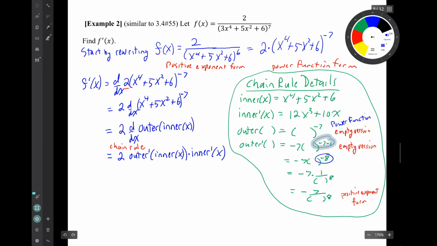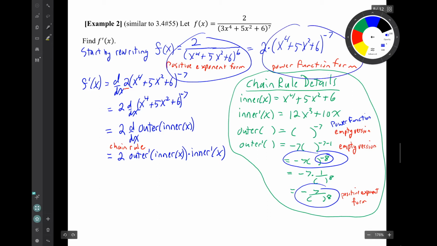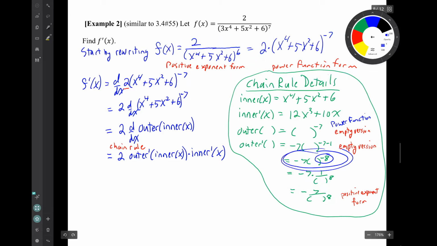Now notice that at this point, we've found the derivative of the outer function. But it's better to rewrite it into positive exponent form. We started with a function in positive exponent form. We put it into power function form because that's a more convenient form for finding the derivative. Once you find the derivative, though, it's good to put the function back into positive exponent form. So we found the derivative here, and we went a couple more steps to rewrite it in positive exponent form.